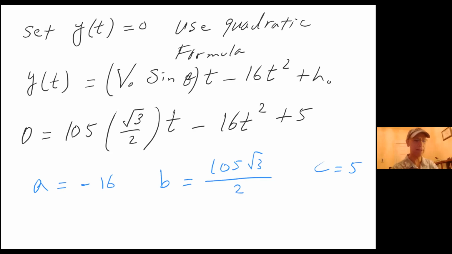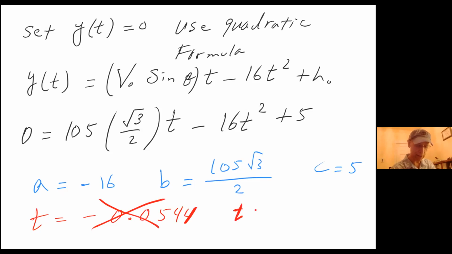And if I use the quadratic formula, and I've already done that to make this video shorter, the numbers that I get are t equals negative 0.0544. Of course, I'm going to toss this part because I don't have negative t. And the other answer that I'm getting is t equals 5.73776. And that is the time that the object is hitting the ground. In other words, the height is 0.